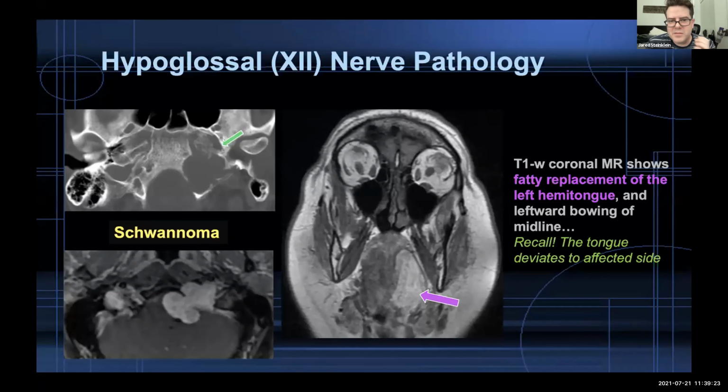And then here in the middle image, again, the T1 image showing the fat signal as the muscle is atrophic, it gets replaced by fat. So the left image, which the left side of the person, is the right side of the picture for radiology. So the purple arrow shows the atrophic fatty replaced tongue, and you can actually see the tongue shifted, the midline shifted over to the left, to the patient's affected side. Next.